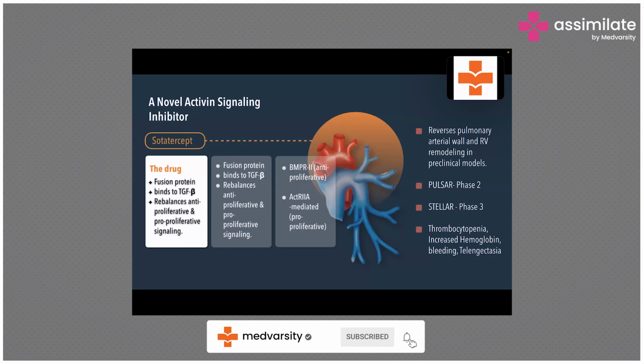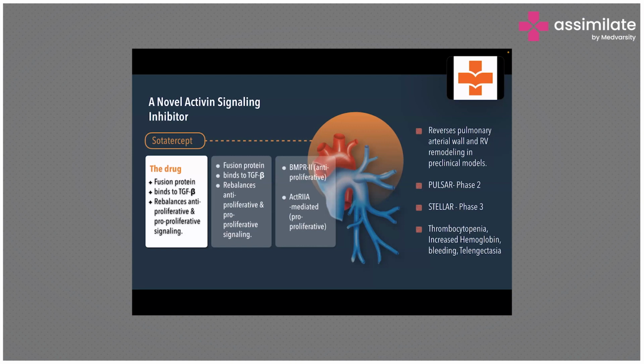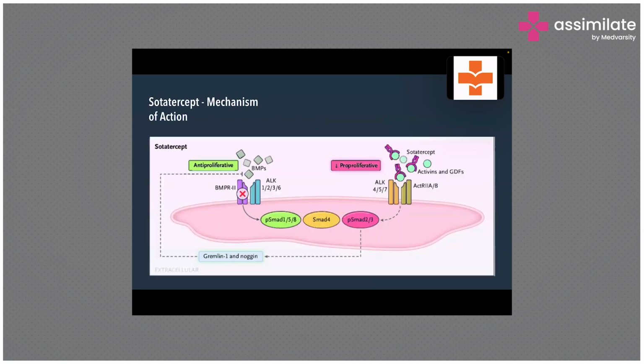And these proteins, as I said, one is the anti-proliferative pathway, the other one is the pro-proliferative pathway. Thereby it reverses the pulmonary arterial wall and RV remodeling in preclinical models. The phase 2 trial was PULSAR, and they showed that these patients had a reduction in pulmonary vascular resistance. Then the STELLAR, that is the phase 3 trial, I will be showing in the next slide. The side effects of this drug are most commonly thrombocytopenia, and these patients do have increased hemoglobin levels and some bleeding tendencies also, and some reports of telangiectasia were also reported.